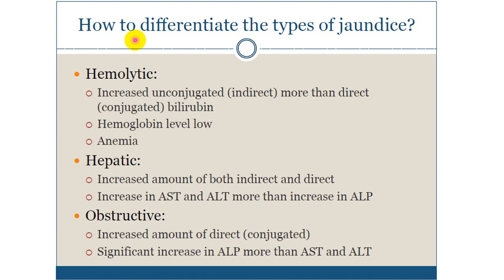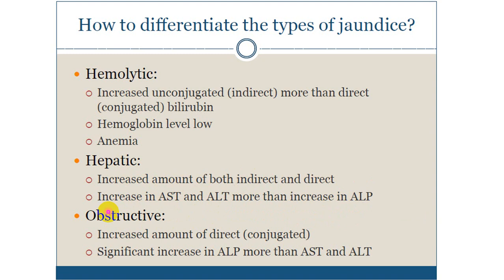So, in the end, there are three common patterns of liver disease in general. It can be a hemolytic process where there is an increase in unconjugated more than conjugated bilirubin, and the patient has low hemoglobin level and on examination he is pale or anemic. Hepatic, where there is an increased amount of both direct and indirect bilirubin, and ALT, AST, aminotransferases, highly elevated, more than that of alkaline phosphatase.